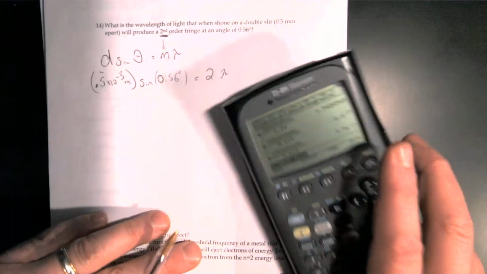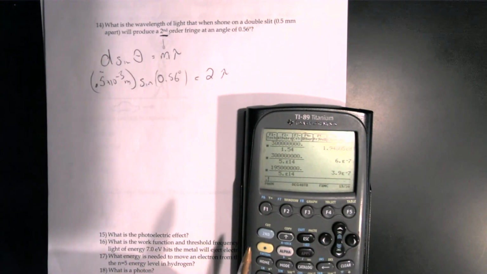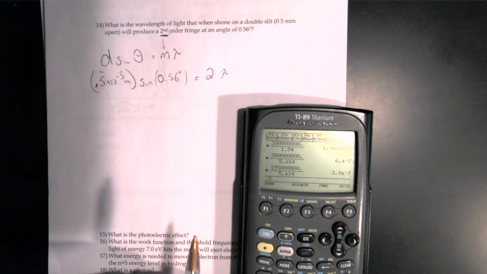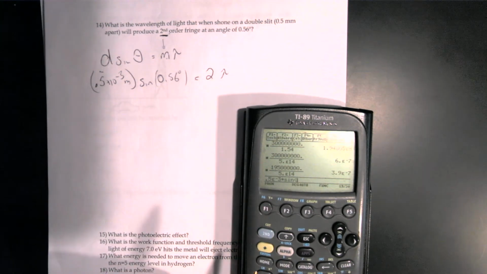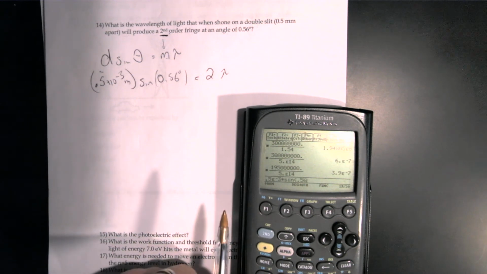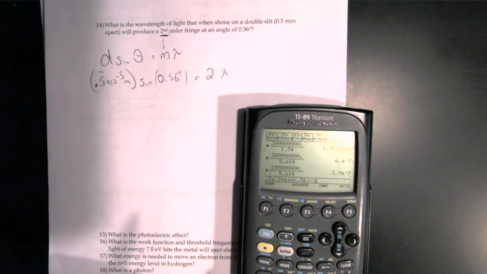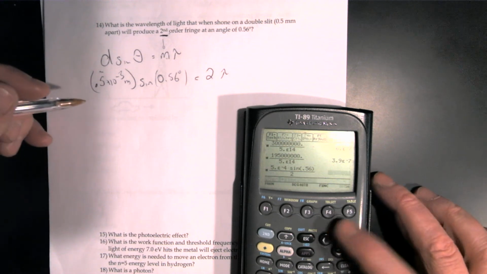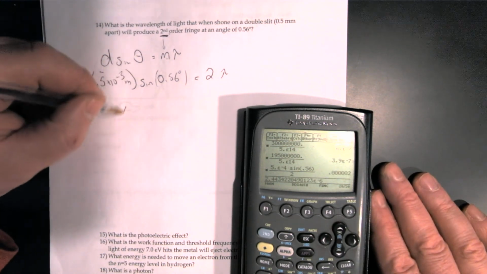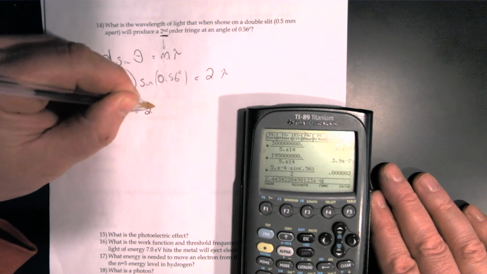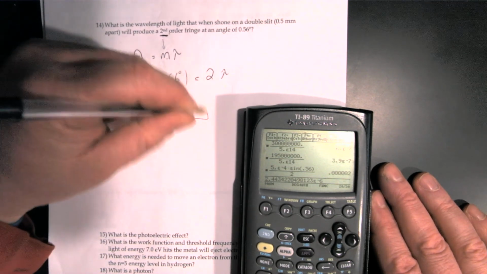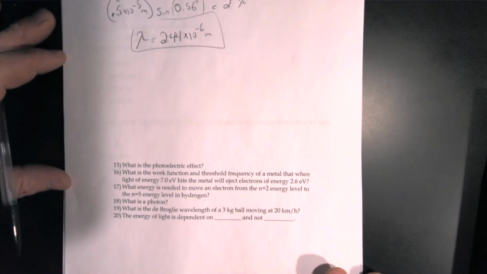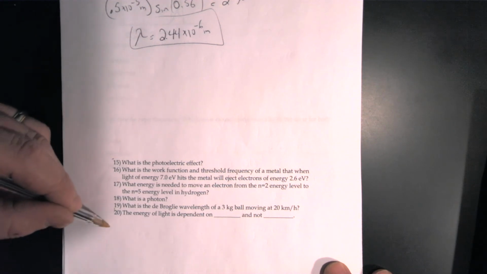So really simply, I'm just going to plug this into my calculator. So I'm going to go 0.5 e neg 3, because I've got to be in meters. And I'm going to multiply that by the sine of 0.56, and then I'm going to divide that by 2. And so I'm going to get, as an answer, 2.44 times 10 to the negative 6th meters. That's my wavelength.